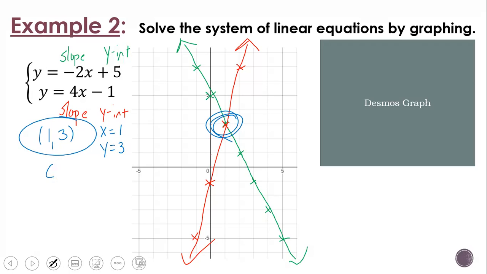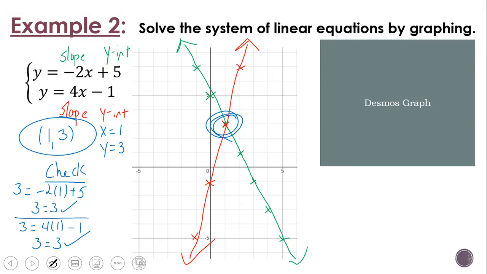If you want, you can check it by plugging into both of your equations. Take the 1 and the 3 and plug in for x and y respectively. So in the first equation, you're going to get 3 is equal to negative 2 times 1 plus 5, which gets 3 is equal to 3. So it works there because negative 2 plus 5 is 3. And then try your second equation. 3 is equal to 4 times 1 minus 1, which is just 4 times 1 is 4 minus 1 is 3. So you get 3 is equal to 3. So it works in that equation as well.